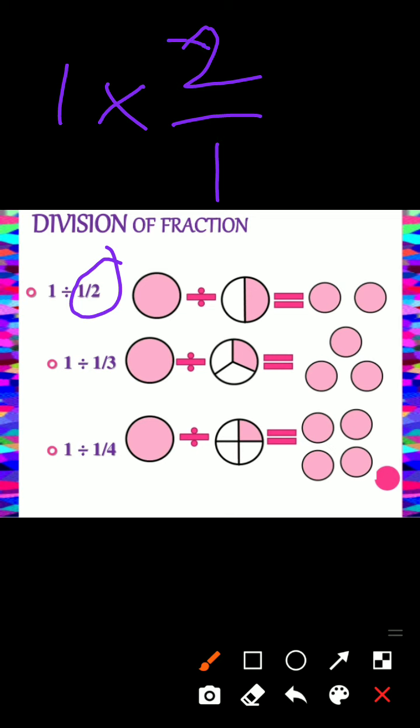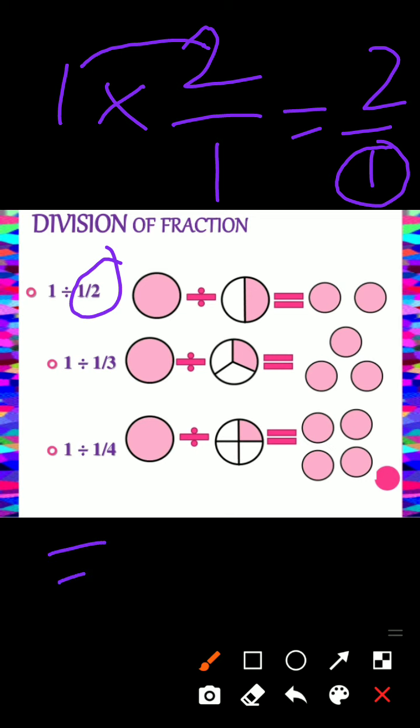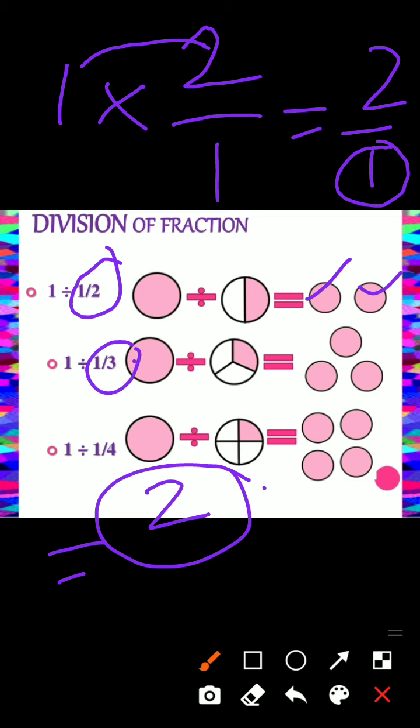So 2 will multiply with 2, 2 ones are 2, then 2 upon 1. As you know, if the denominator is 1, we will not consider it, it is negligible, so you can remove it and your answer will be 2. Now you can check, 2 whole parts are here. If it is 1 upon 3, then 3 whole parts, 1 upon 4, then 4 whole parts. Clear?